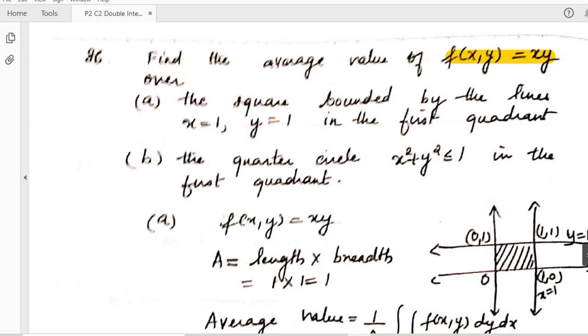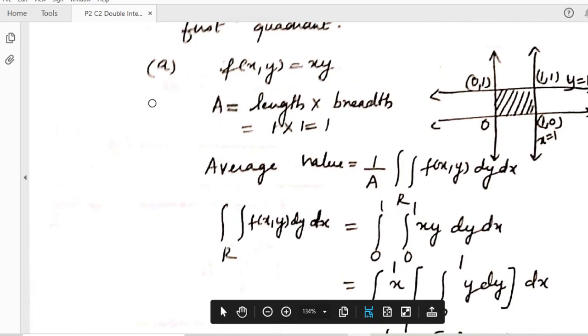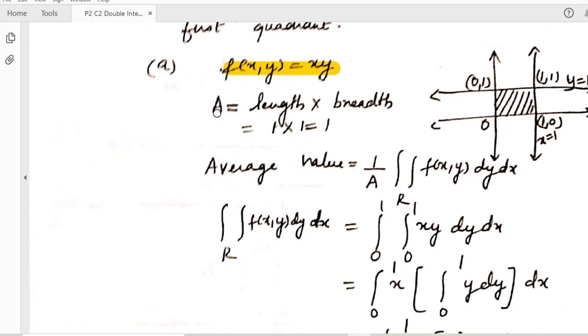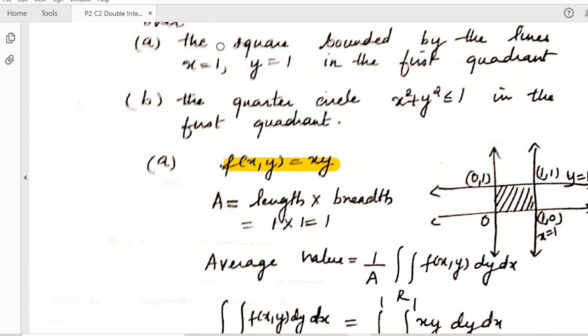So first let us discuss the first part A. In this case our function f of x, y is x into y, and for the area, we first have to find the region of integration. So the region is the square bounded by the lines x equal to 1, y equal to 1 in the first quadrant. So now let us sketch the region.